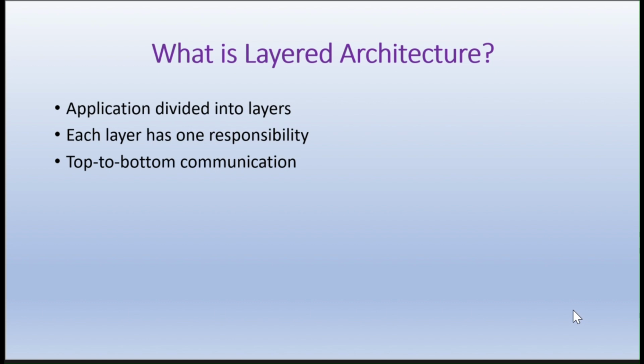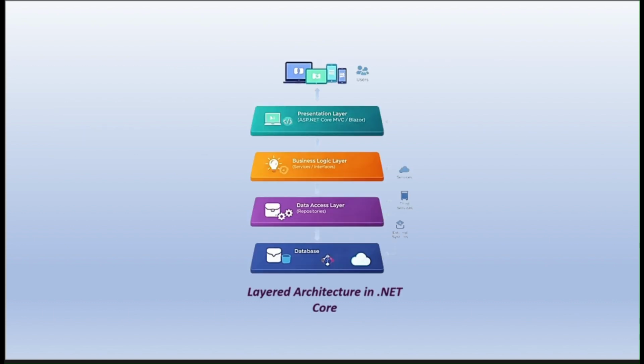Layered architecture divides an application into multiple horizontal layers, where each layer has a specific responsibility. Each layer communicates only with the layer directly below it, which helps in maintaining clean boundaries and better control over the code base. In a typical .NET Core application, we usually work with four main layers. One is the presentation layer, the next is the business logic layer, third is the data access layer, and fourth is the database layer. So let's understand each of these layers with a practical example.